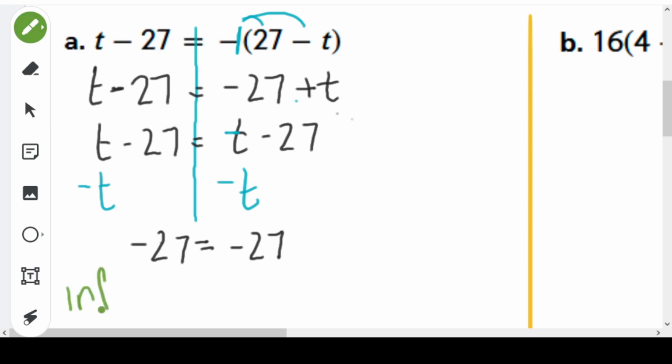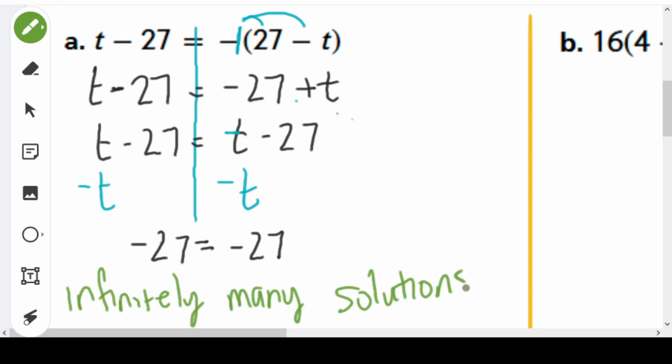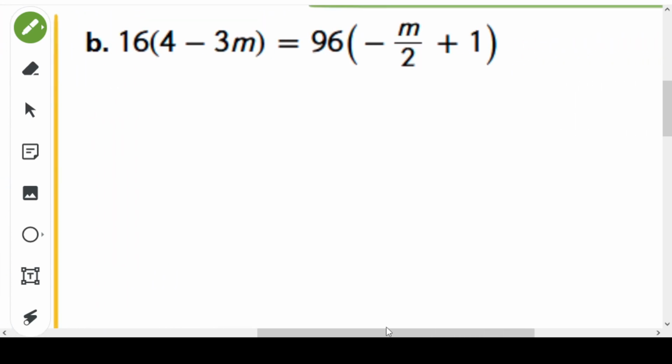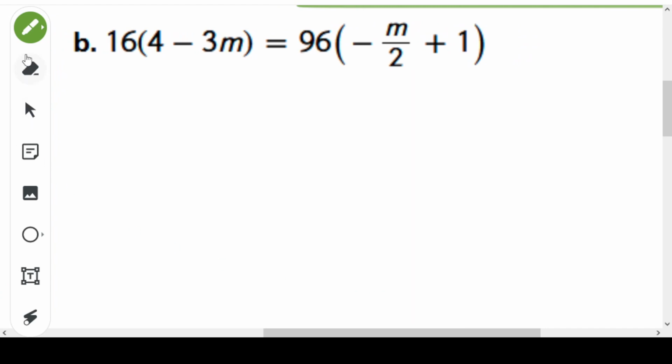So that means that this equation has infinitely many solutions, or IMS. You want to be careful if you say IMS a lot, though, because a lot of kids tend to forget what the letters stand for. So they'll recognize IMS, but then they don't know what that actually means.